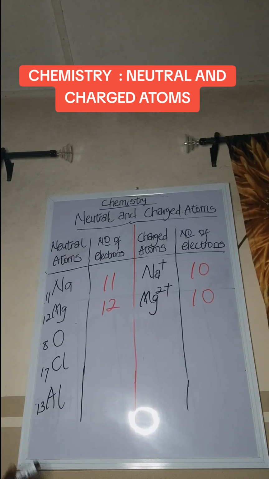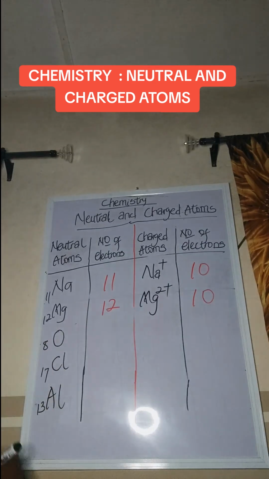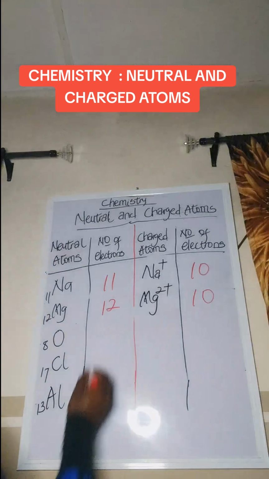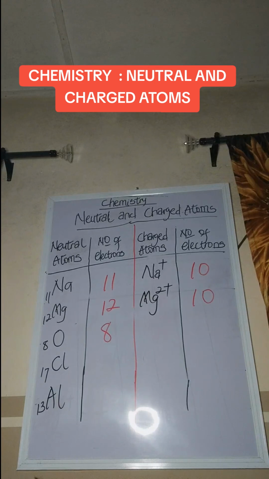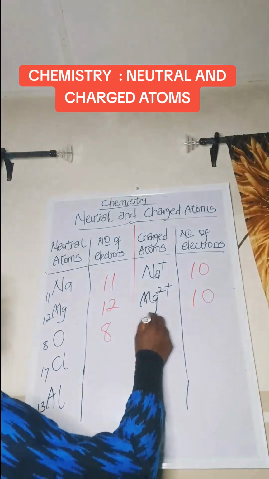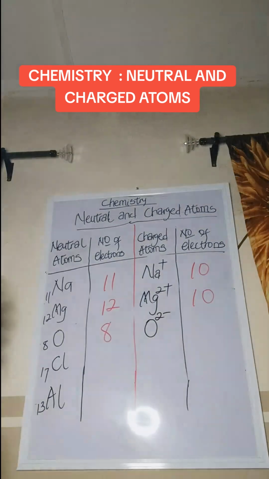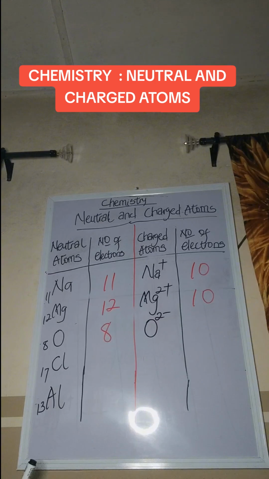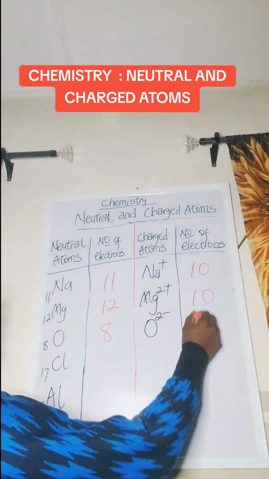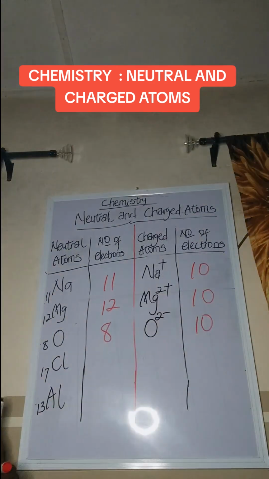The next one we have is oxygen. Oxygen has atomic number of what? 8. It implies that the number of electrons here is 8. Then whenever oxygen is charged, it becomes what? Oxygen ion. So it has 2 minus, meaning that oxygen accepted 2 electrons to be negatively charged. It implies that the number of electrons here is 10, right?